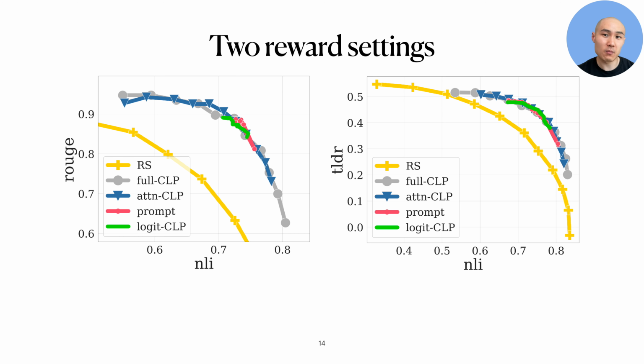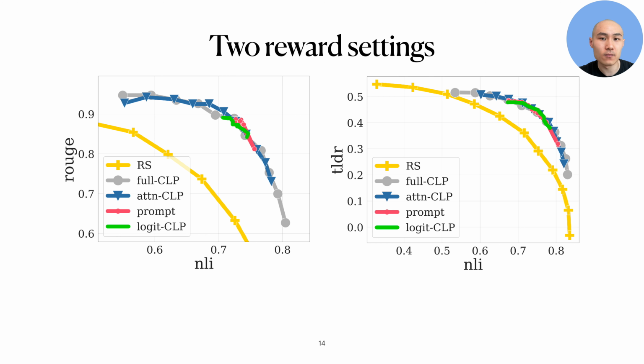Recall that Pareto dominance is how far we push out the curve along the reward dimensions, and steerability is how much we can stretch out the curve without collapsing to a single point. We compared against 2 baselines, rewarded soups, denoted as RS, and prompt conditioning, denoted as prompt. For CLP, we use 3 versions.